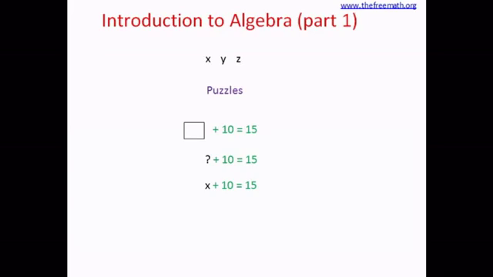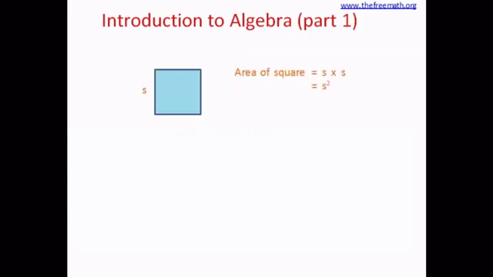You have already used letters in your mathematics. Where did you use them? Area of a square. We call the side of a square S, and we say that the area of the square is S multiplied by S, which is equal to S squared. What have you done here? You have used a letter to tell the area of a square.